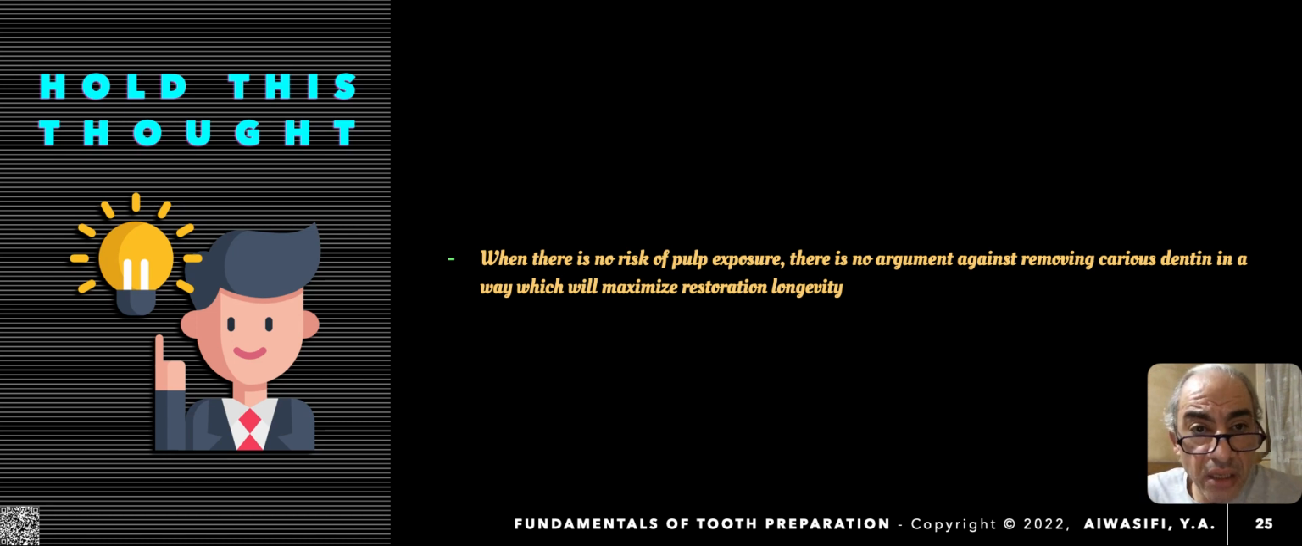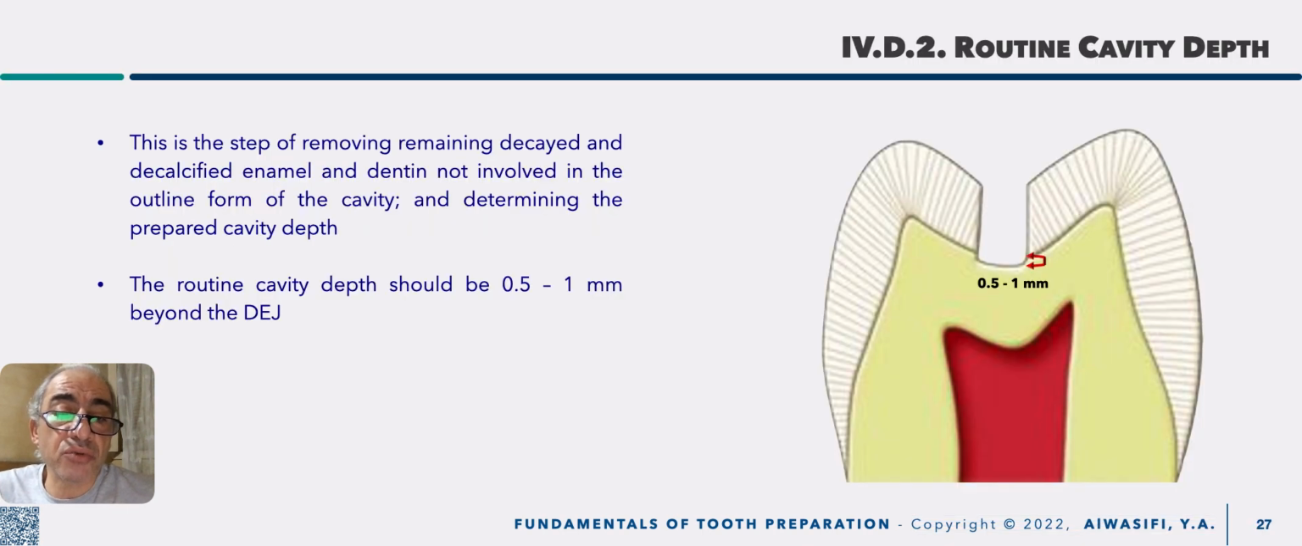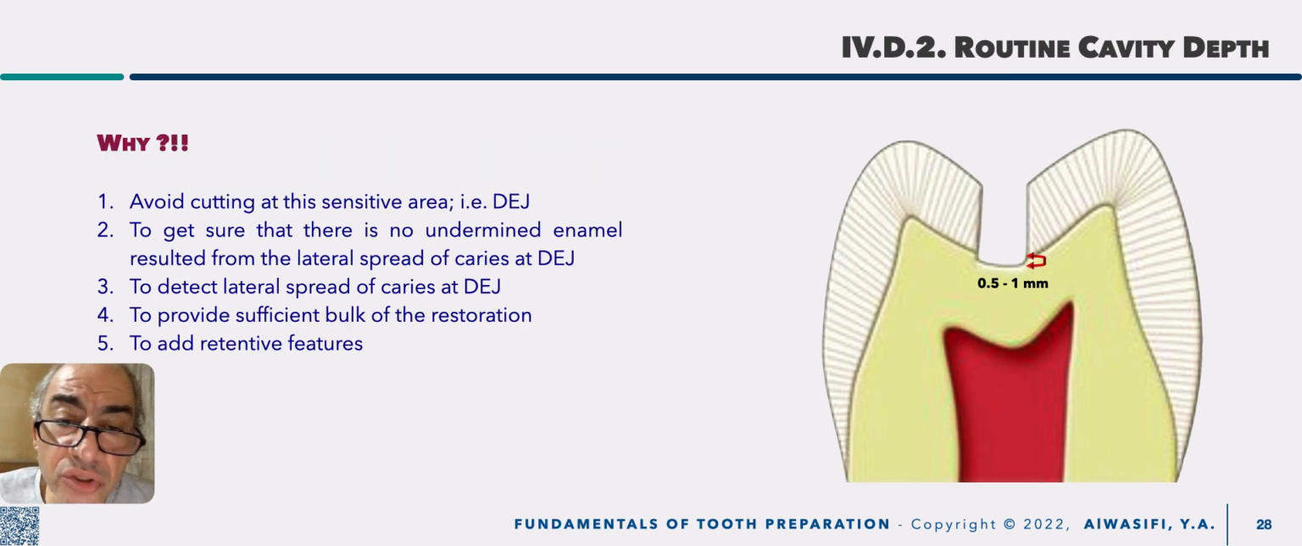But at routine cavity depth, in a moderately deep cavity, you still have sufficient dentine to remove any doubtful defective tissue that may endanger the success or the prognosis of your restorative procedure. That's why you should determine what is called routine cavity depth. What is routine cavity depth? Routine cavity depth is calculated as 0.5 to 1 millimeter beyond the dentino-enamel junction. You should go under the dentino-enamel junction by 0.5 to 1 millimeter. This is the minimal default routine cavity depth.